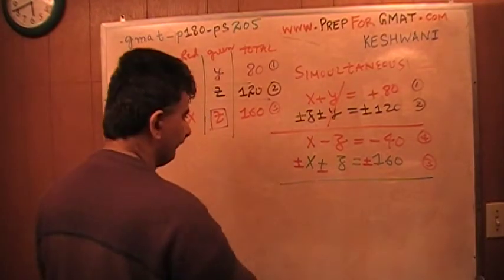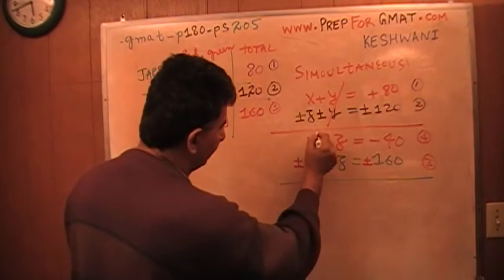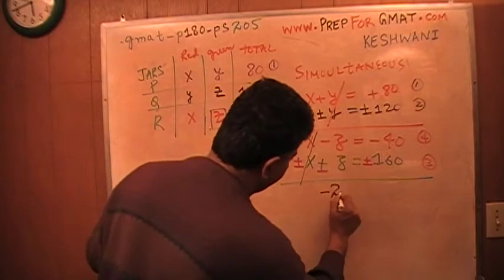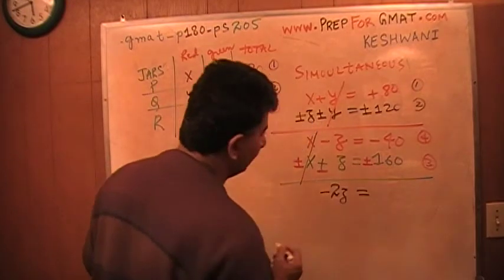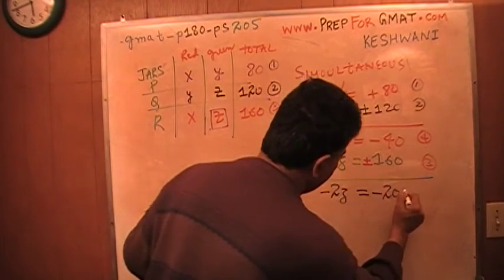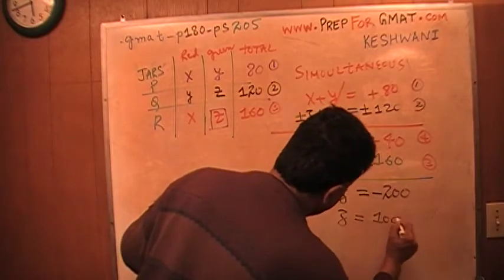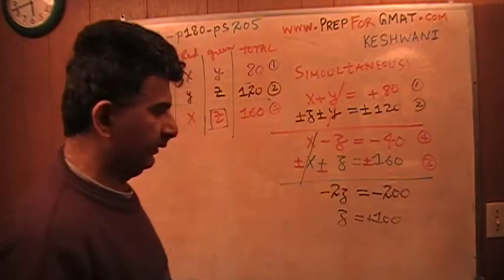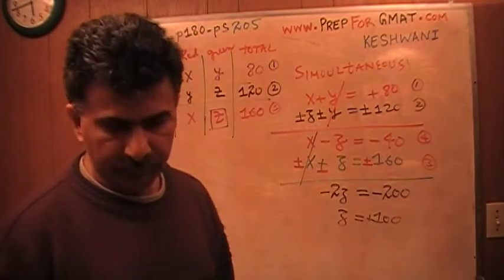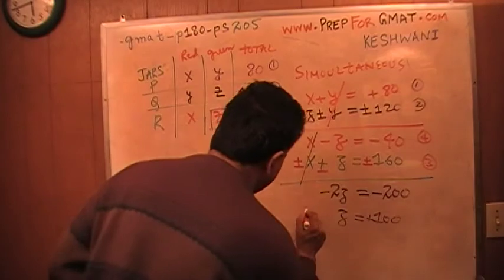Let's see what happens. If I do that, this positive x and a negative x will drop out. Negative z and a negative z, I end up with 2 times negative z, 2 negative z. And then negative 40 and a negative 160 will give me negative 200. And therefore, z equals positive 100, of course. It cannot be negative, obviously, because there's a number of marbles. How can you have a negative marbles? Answer is D. And that's what it is.